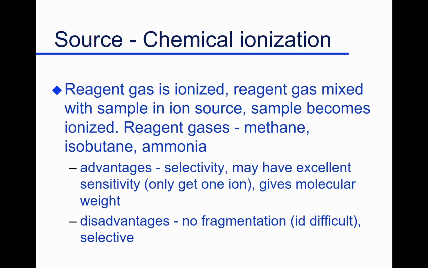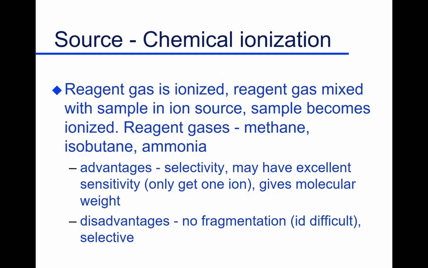Chemical ionization is a much more gentle means of ionizing molecules. What we do is we actually get a reagent gas, such as methane, isobutane, or ammonia, and we ionize that gas. So we specifically ionize it, and that now transfers its charge onto the molecules we want to analyze. So we don't pass a bunch of energy. You very gently add a charge onto the molecules we want to measure.